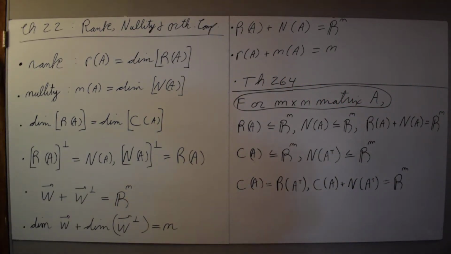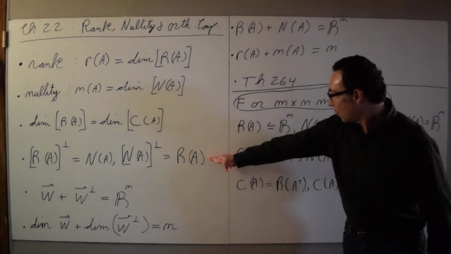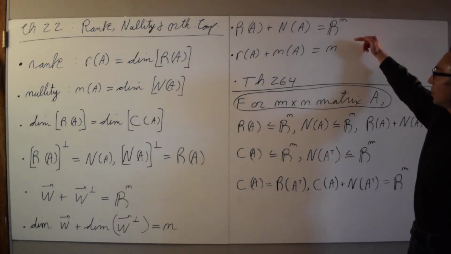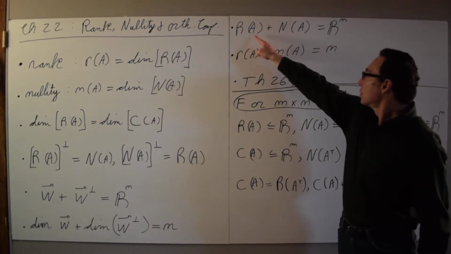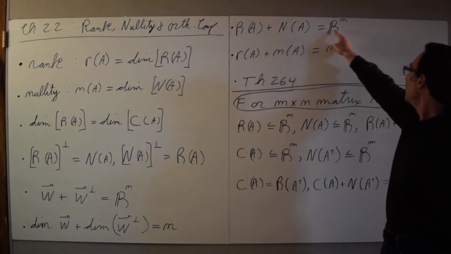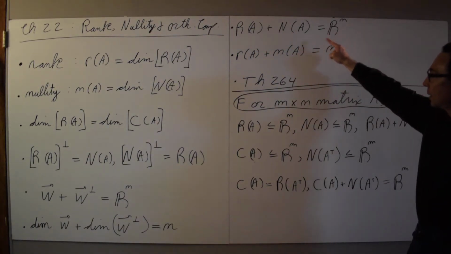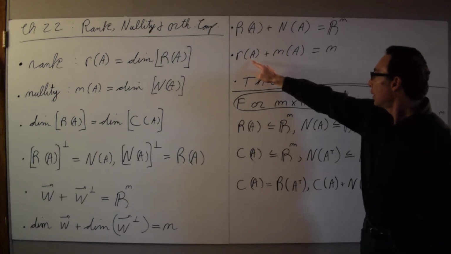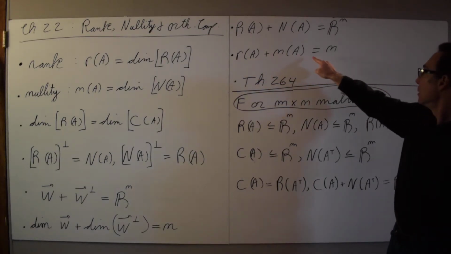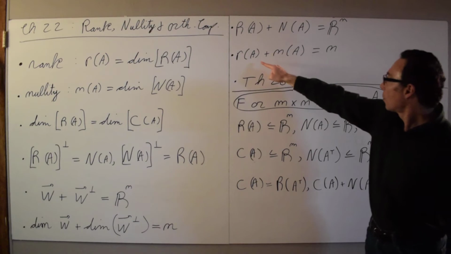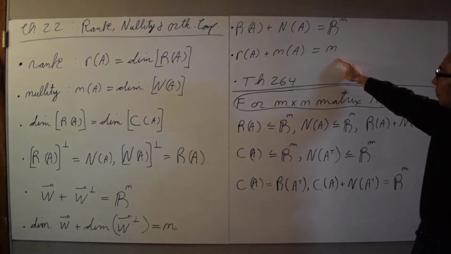Those two facts, along with this, give us these two things. The sum of the row space and the null space is Rn, and the rank plus the nullity is equal to n. This is called the rank plus nullity theorem.